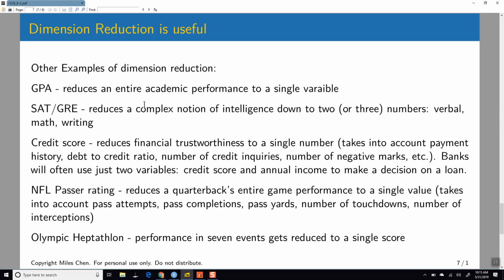Anyway, usually banks will just use two numbers to decide whether you get a loan or not. One is the credit score, and the other is how much money you make. Based on those two numbers, they'll decide whether they'll give you $300,000 to buy a home or not. And that one number, your credit score, takes into account a whole bunch of stuff about how trustworthy you are regarding your finances.